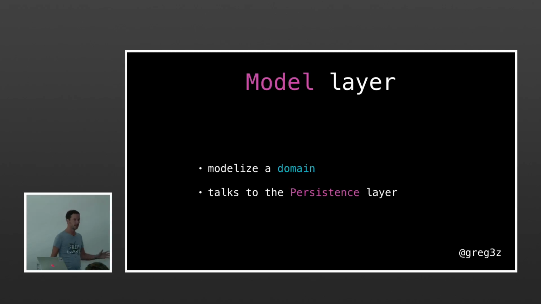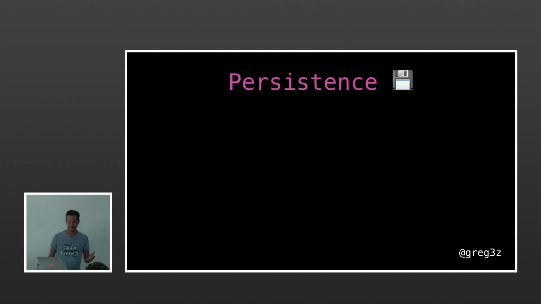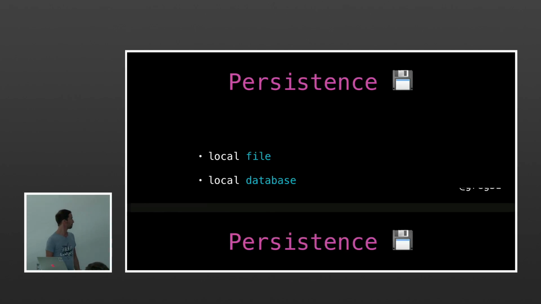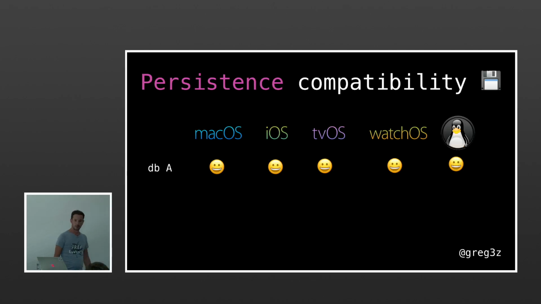Here you might tell me, oh, but I'm doing the communication with the persistence in the controller. In that case, I would answer just that, and I will move on. So what is your persistence? Your persistence might be a local file, a local database, or any kind of distant call, such as a web service or a REST API. If you're working with a local database, you might be using this database provider A, that provides a database that is available on all the platforms where Swift is available. In this case, it's great. You will be able to reuse your model layer on all the platforms where Swift is available.